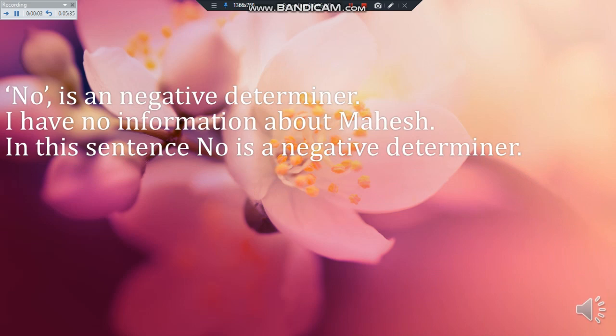No is also a determiner which is a negative one. I have no information about Mahesh. So no is also a negative determiner. In this sentence, no is a negative determiner.